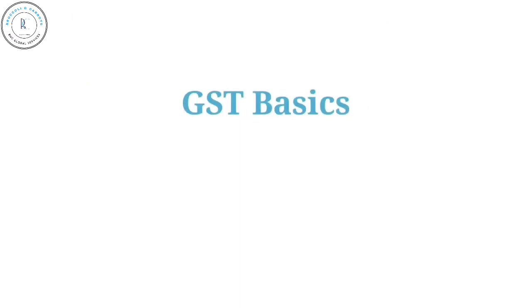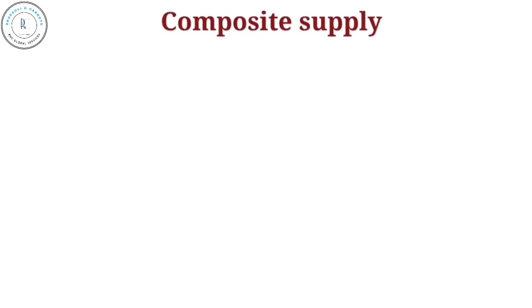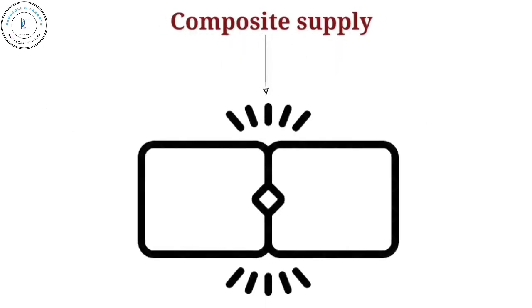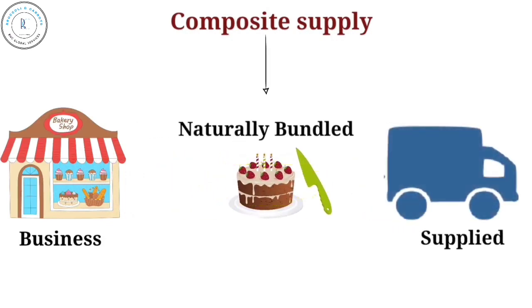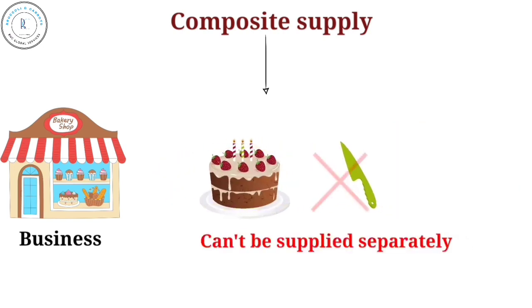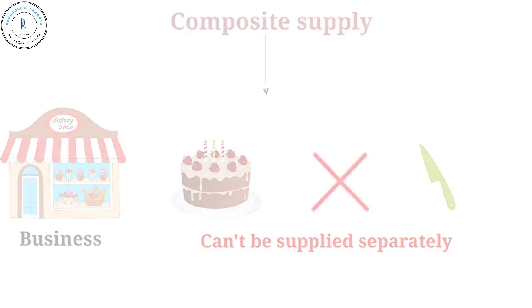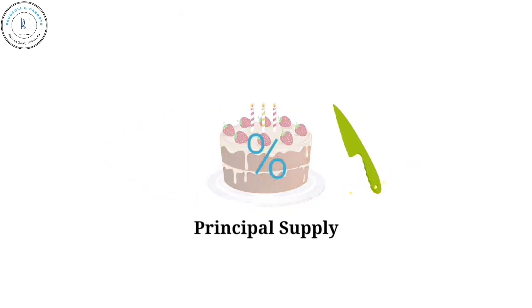Today, we shall be discussing the concept of composite supply under GST. Composite supply means a supply comprising 2 or more goods or services, which are naturally bundled and supplied in conjunction with each other in the ordinary course of business, one of which is a principal supply. It means that the items are generally sold as a combination. The items cannot be supplied separately. The tax rate of the principal supply will apply on the entire supply.